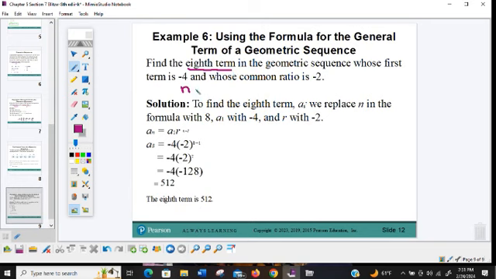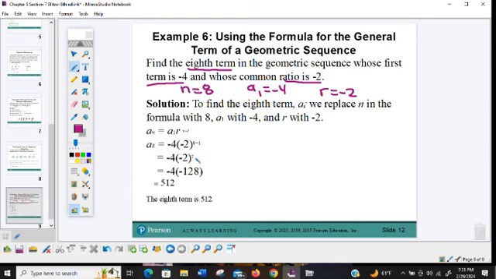So our n is equal to 8. For a geometric sequence whose first term is negative 4, a sub 1 equals negative 4, and the common ratio is negative 2. R is negative 2. So let's plug that in this formula. It's going to be a sub 8, our n is 8, equals, first term is negative 4, times R is negative 2 to the n minus 1. 8 minus 1. Our n would be the same here and here. Okay, now 8 minus 1 is 7.